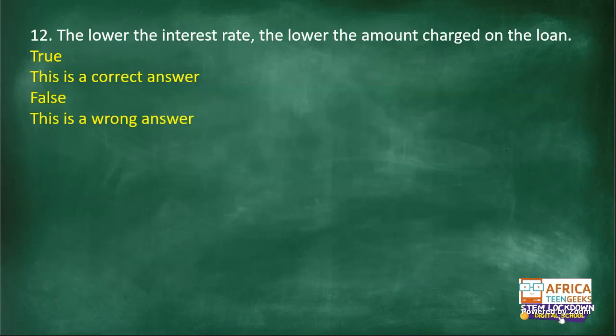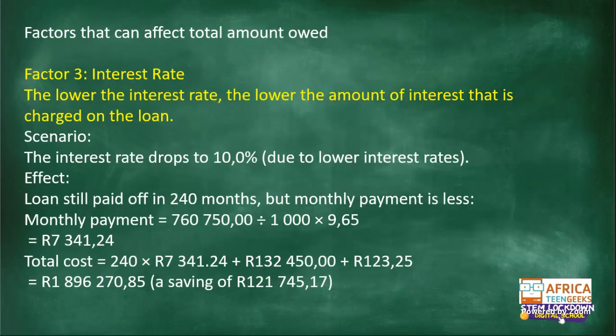Once more, the lower the interest rate, the lower the amount charged on a loan. Yes, this one is true. If the interest rates are low, then the loan amount as well will be low. Factors that affect the amount owed: you can see the interest rate actually affects it. If the interest rate drops to 10%, then your loan will still be over 240 months, but at least your monthly payment is less.